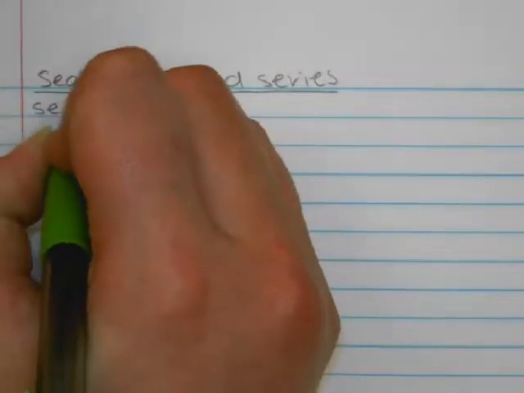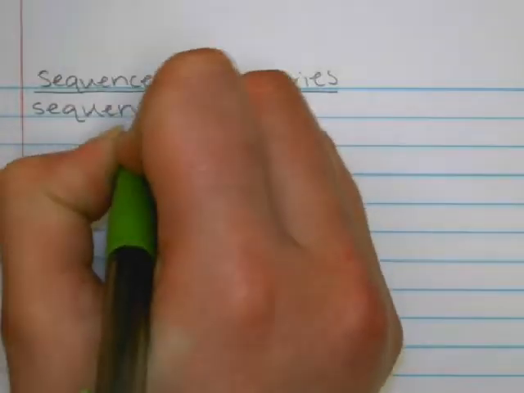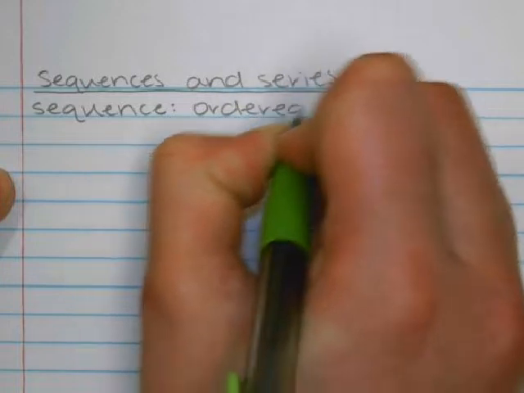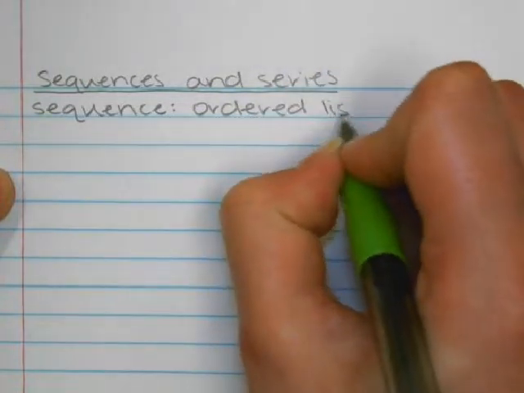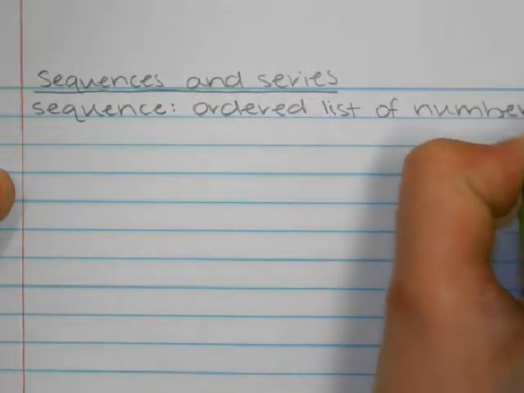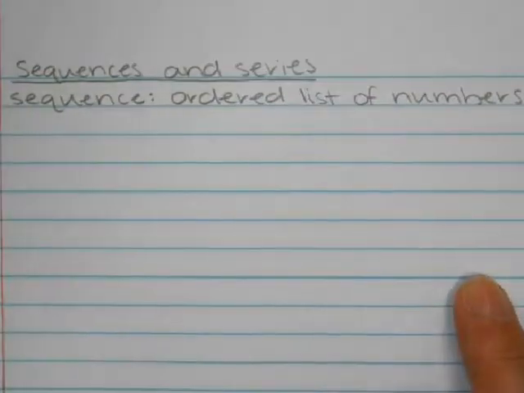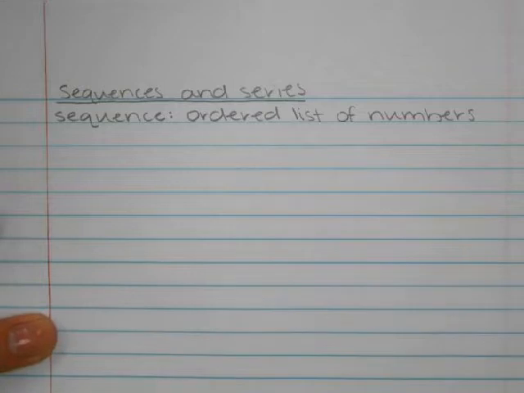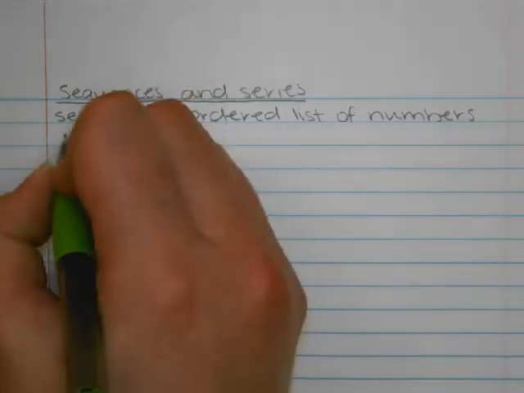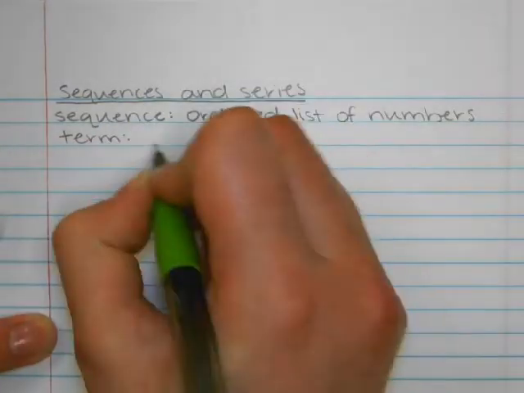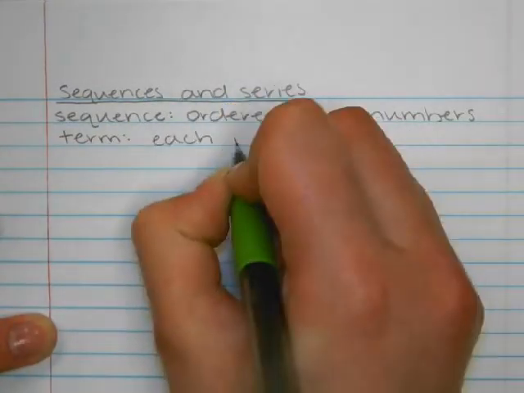And a sequence is an ordered list of numbers. So they are numbers written in a specific order. They have a pattern to them. Usually, well, always separated by commas. So one number, comma, another number, comma, another number. The term of a sequence is each number in the sequence.